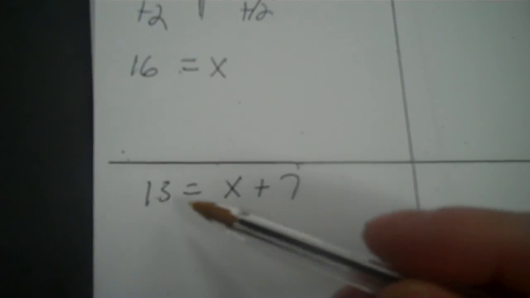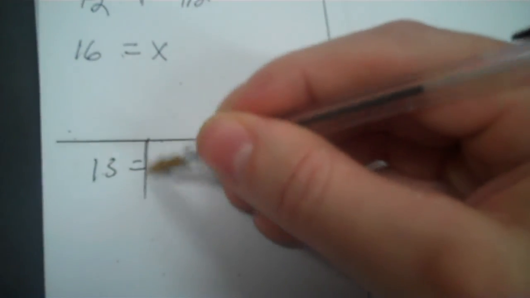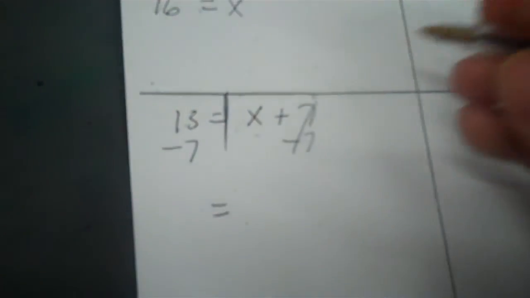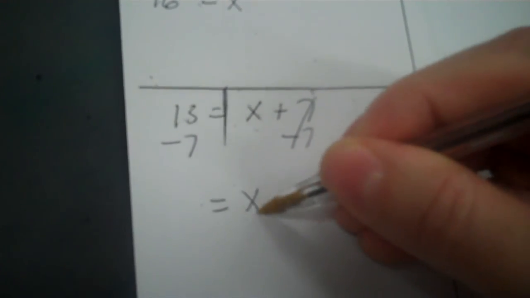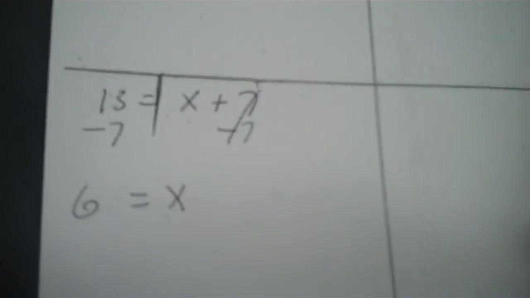Okay, next one. Some number x plus 7 equals 13. So again, here's my x, so I make the wall on that side. Okay, so on that side of the wall, what's happening to the x? A plus 7. So the opposite of plus 7 is minus 7. And I minus 7 from the 13. So again, I line up my equals. And over here I have x by itself. And then 13 minus 7 is 6. So x equals 6.